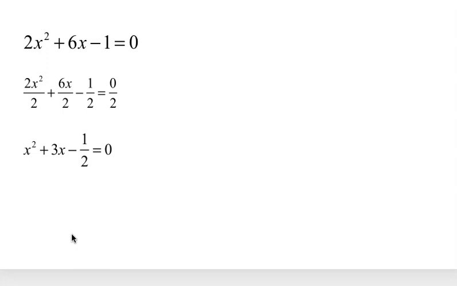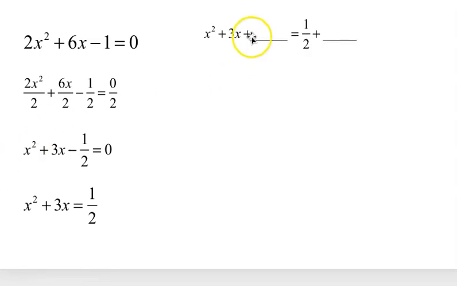So at this point, we are going to leave the x's on the left side and move the numbers to the right side. So let's add 1/2 to both sides so that we get x squared plus 3x equals 1/2. This is the form that we need. Leading coefficient of 1, so a 1 on the x squared, the x terms on the left, the number term on the right. And then to complete this square, we've got to add some number to both sides. Add some number to the left side, add some number to the right side.